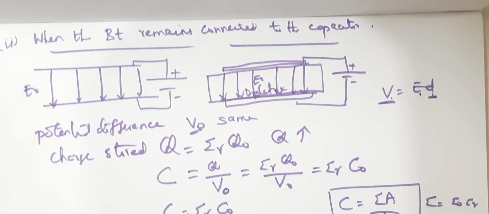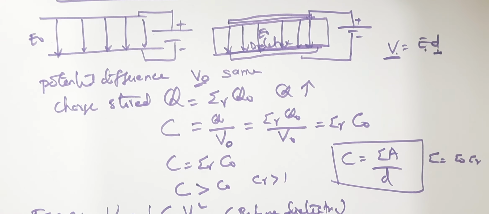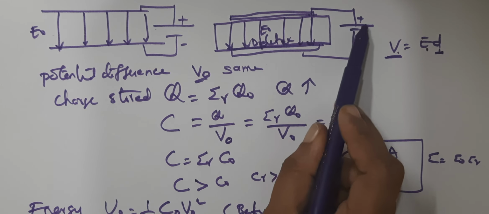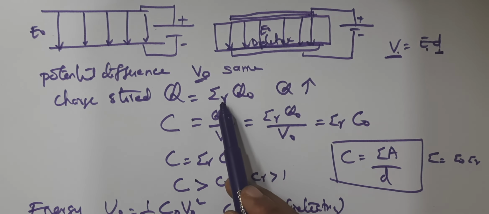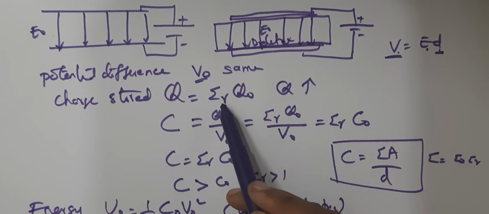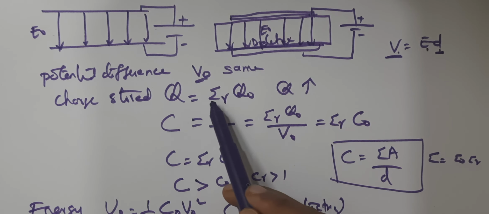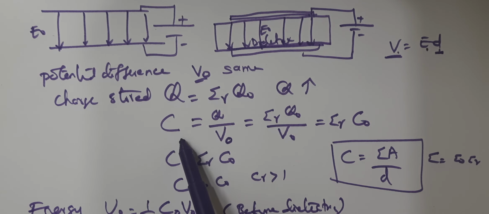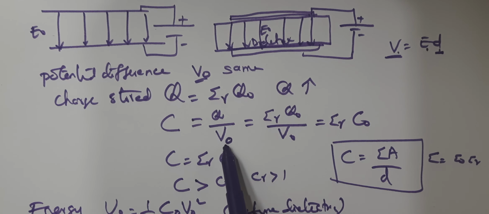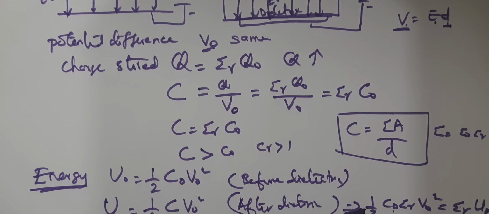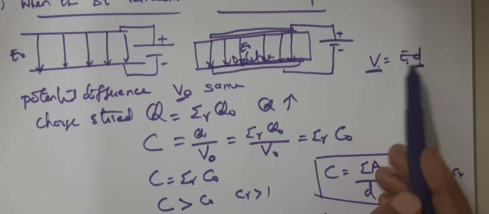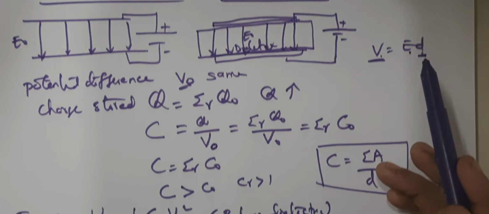In the second case, when the battery remains connected to the capacitor, the voltage remains the same, but charge is continuously supplied to the capacitor. With the insertion of the dielectric, the charge increases: Q equal to epsilon R Q0. The potential difference remains the same. Because the charge increases, the capacitance also increases, so C equal to Q by V0 equals epsilon R C0, and C is greater than C0. The electric field remains constant because V equals ED; V constant, D constant, obviously E is also constant.